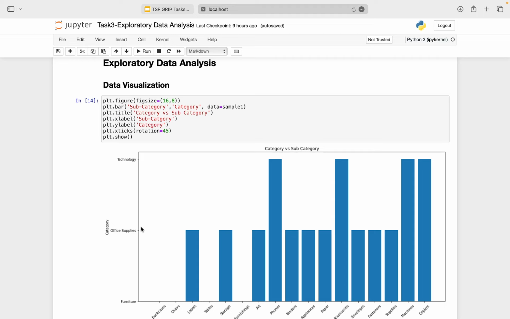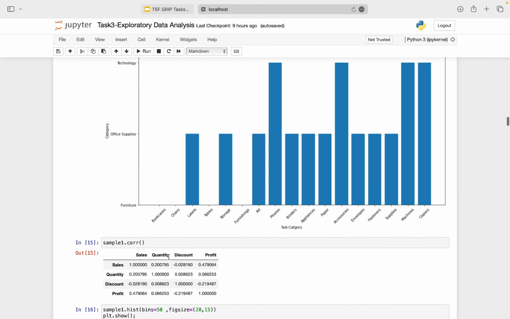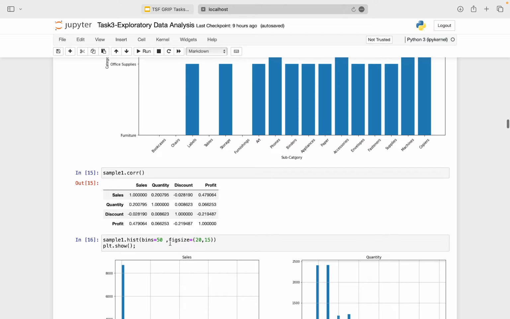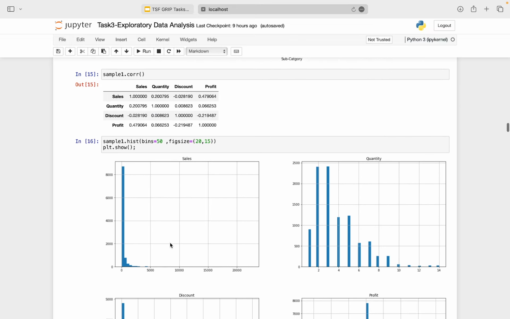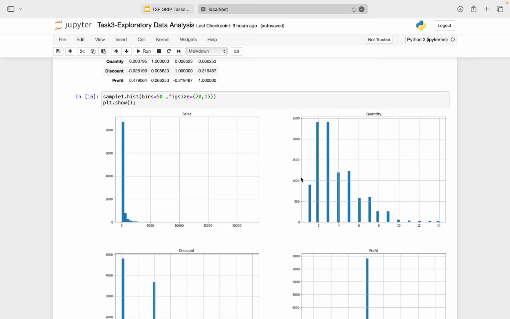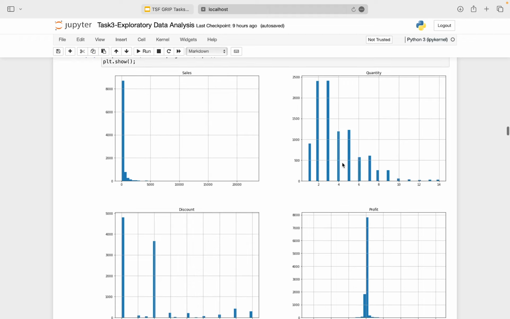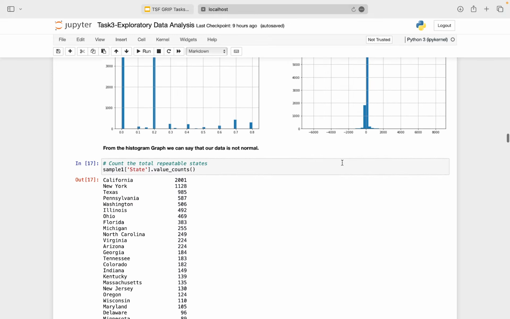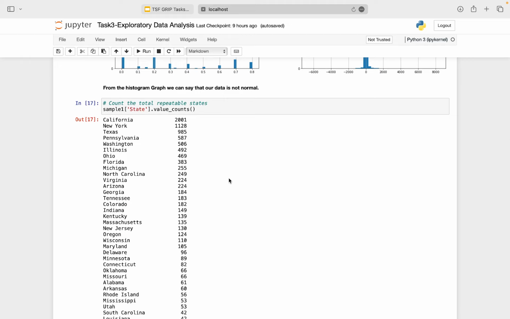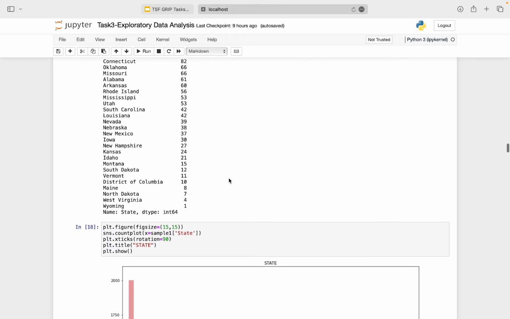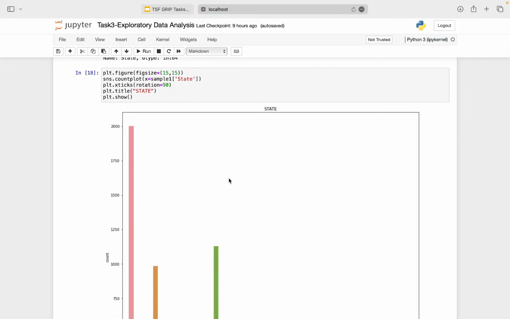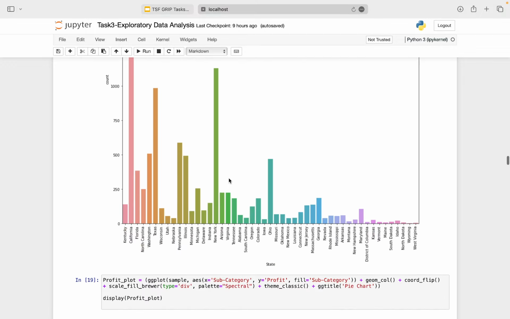We visualize the data on a histogram. Again, we find the correlation matrix, post which we find the histogram. From the histogram here, we see that none of the samples follow a bell-shaped graph as expected in a normal distribution. Hence, none of our samples follow a normal distribution. We then count the total number of repeated states, and then we plot the states.